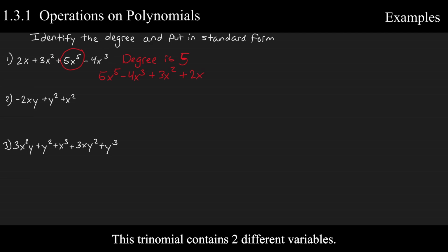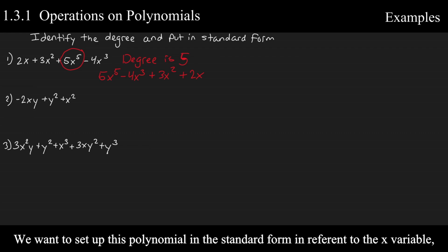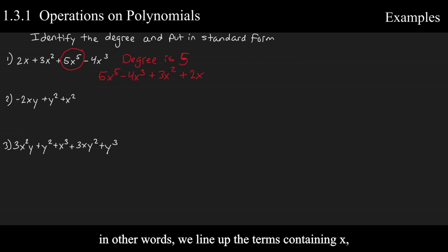Number 2. This trinomial contains 2 different variables. Refer back to our definition. The standard form of a polynomial of degree n and the variable x is... We want to set up this polynomial in the standard form with reference to the x variable. In other words, we line up the terms containing x, then we work with the others.